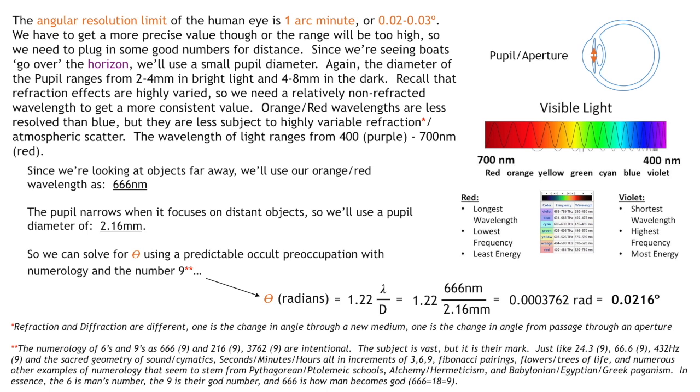millimeters in dark. Recall that refraction effects are highly varied, so we need a relatively non-refracted wavelength to get a more consistent value for a distant object. So orange-red wavelengths are less resolved than blue, but they are less subject to the highly variable refraction effects and atmospheric scatter that we witnessed before. Recall that refraction and diffraction are different. One is the change in angle through a new medium. One is the change in angle from passage through an aperture.